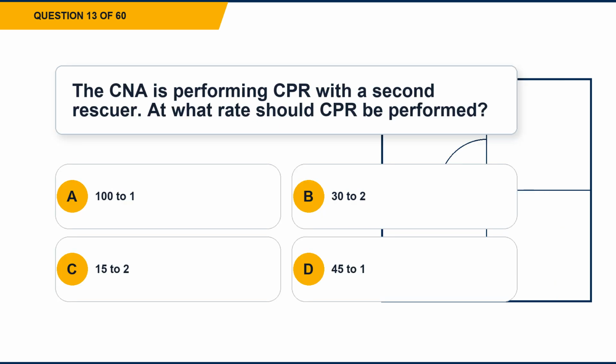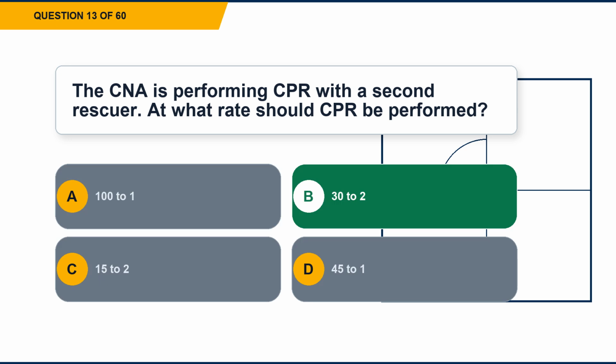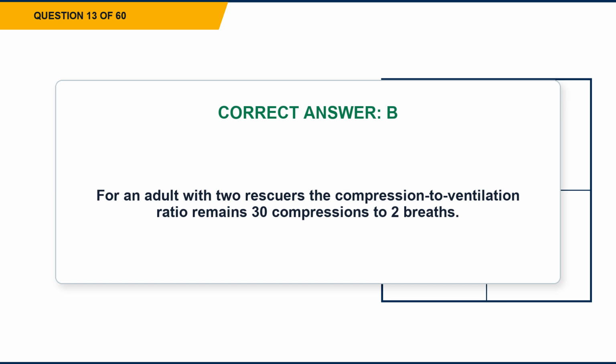Question 13. The CNA is performing CPR with a second rescuer. At what rate should CPR be performed? Option A, 100 to 1. Option B, 30 to 2. Option C, 15 to 2. Option D, 45 to 1. The correct answer is option B, 30 to 2. Explanation. For an adult with 2 rescuers, the compression to ventilation ratio remains 30 compressions to 2 breaths.